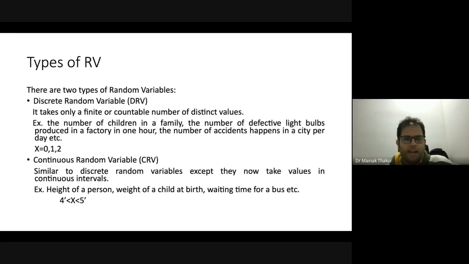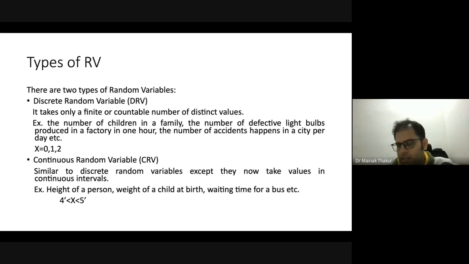There are two types of random variables. One is discrete random variable, another is continuous random variable. What is a discrete random variable? It takes a finite or countable number of distinct values. Let's say the number of children in a family. It can be 0, 1, 2, 3. Some distinct values it is taking. Or sometimes it is infinitely countable, that is also possible.